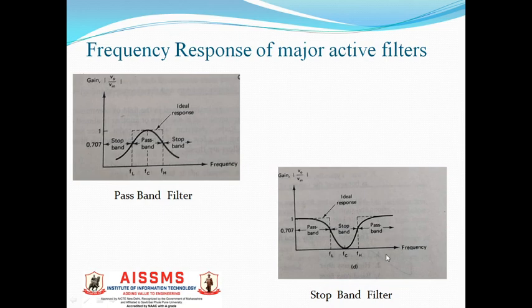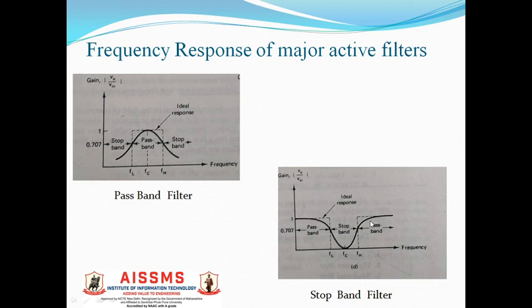If you see both these filters, the pass band filter and the stop band filter, you have an fc written over there, which is called the center frequency. It is approximately in the center of the stop band or the pass band. That is why it is called the center frequency. This is the stop band and this is the pass band, sorry, right?